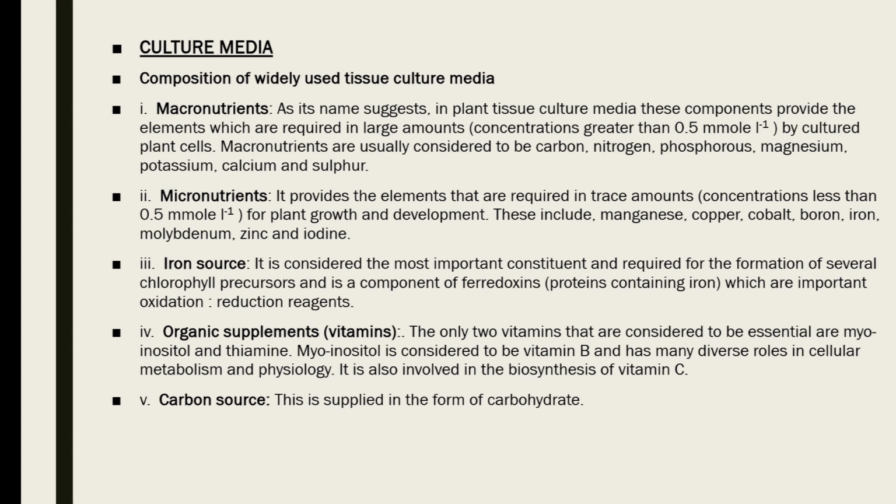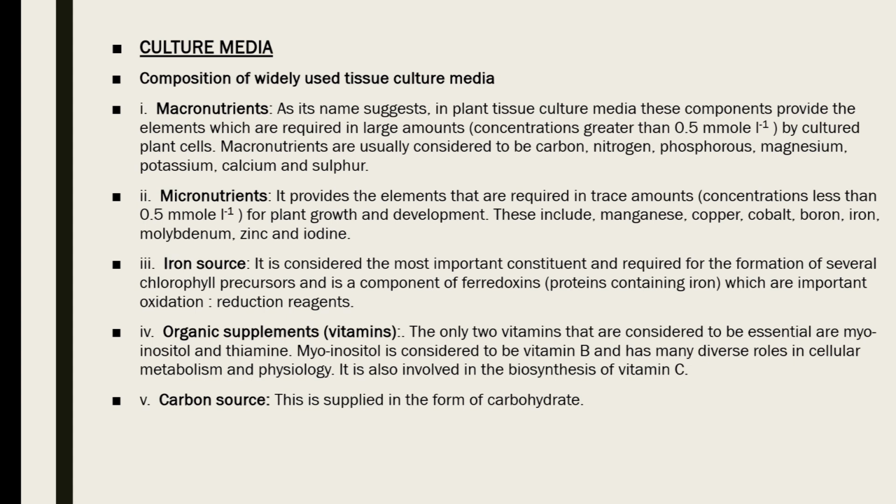As all cultures need nutrients, plant tissue culture also needs certain formulations for successful establishment of culture. Composition of widely used tissue culture media. 1. Macronutrients. As the name suggests, in plant tissue culture media these components provide the elements which are required in large amounts, concentrations greater than 0.5 millimole, by cultured plant cells. Macronutrients are usually considered to be carbon, nitrogen, phosphorus, magnesium, potassium, calcium and sulfur.